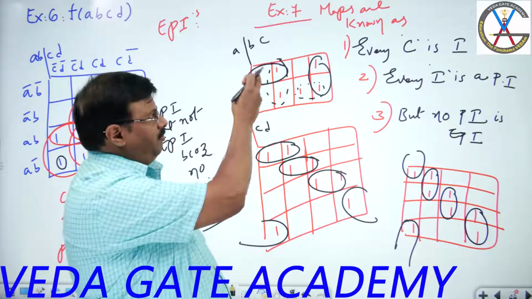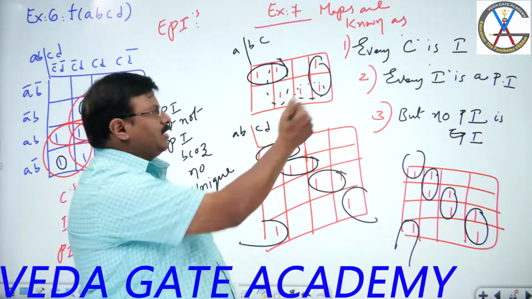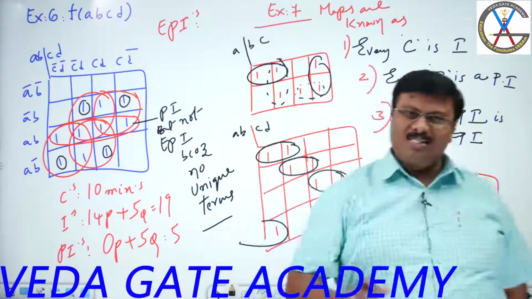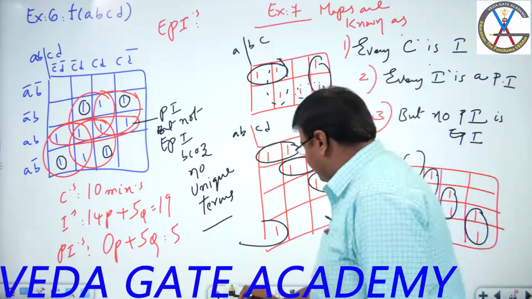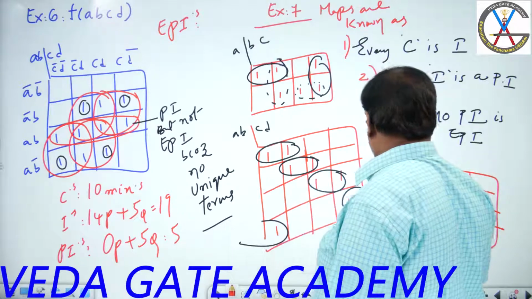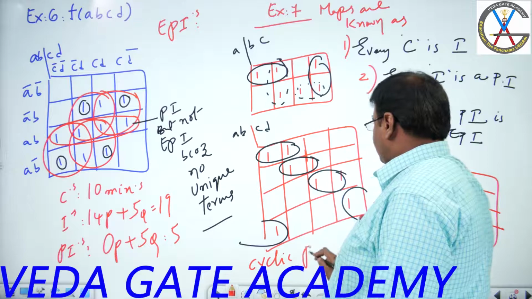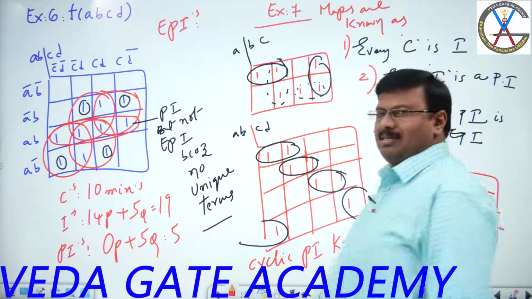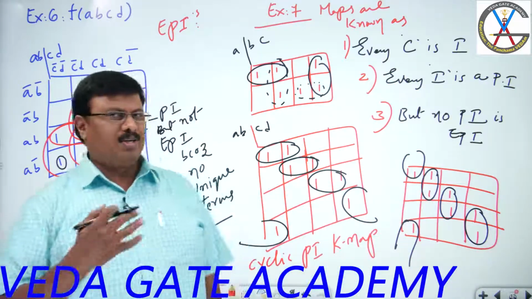So I repeat, every coverage is an implicant. Every minterm is an implicant. Every implicant is a prime implicant. But no prime implicant is an essential prime implicant. These kinds of maps are known as, a very important statement, cyclic prime implicant K-maps. I repeat, cyclic prime implicant K-map. The prime implicants are cyclic. Hope you're clear.